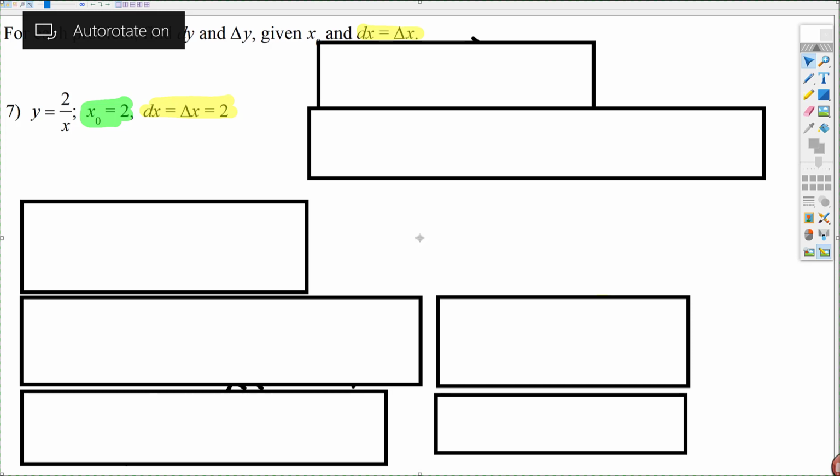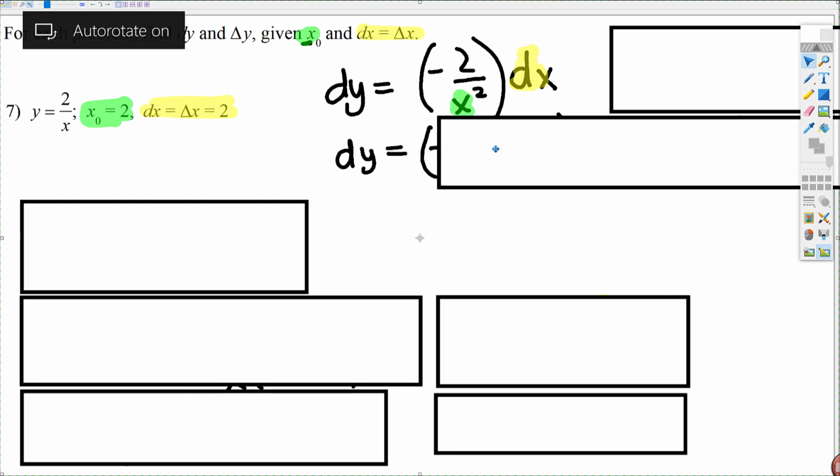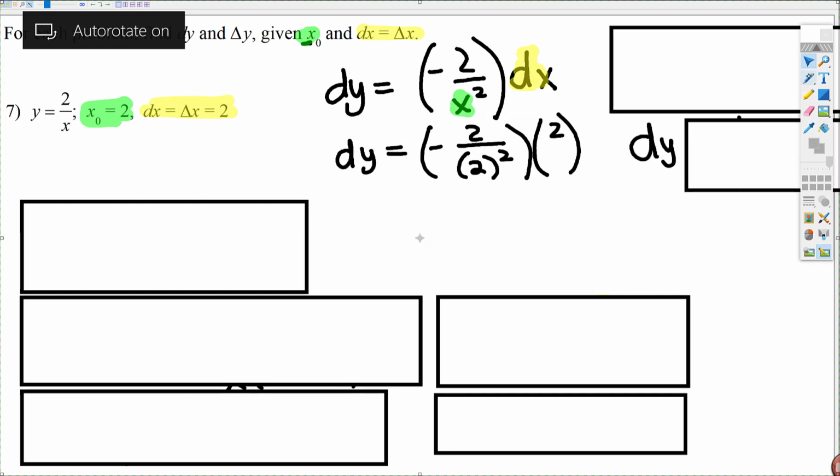Okay, now we're going to be given actual numbers for the delta y. So they're going to give you the numbers for the x, and they're going to give you numbers for the dx or the delta x, and then you plug those numbers in. So you're going to find the dy. So dy is, if the original function is 2 over x, then the dy is negative 2 over x squared dx. And then you plug the dx value in, which will be 2, and you plug the x value in, which will be 2. So it looks just like this, and then you simplify.